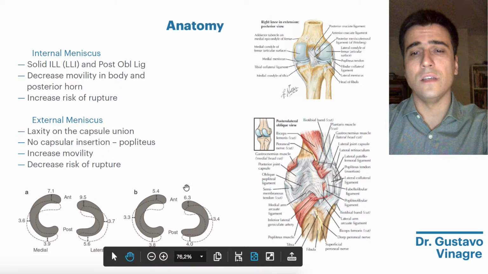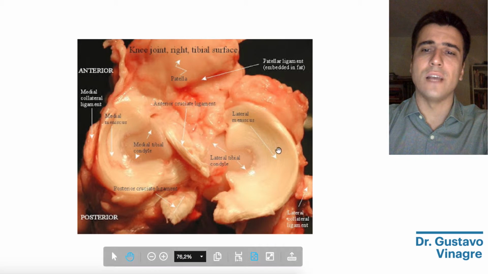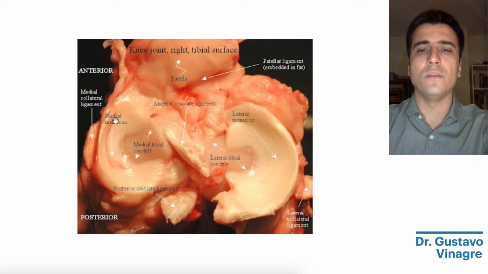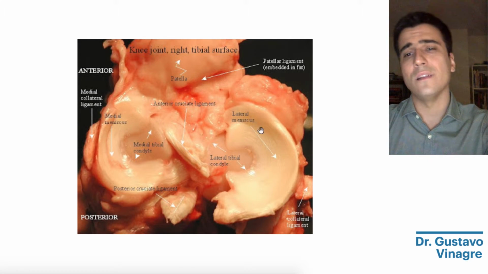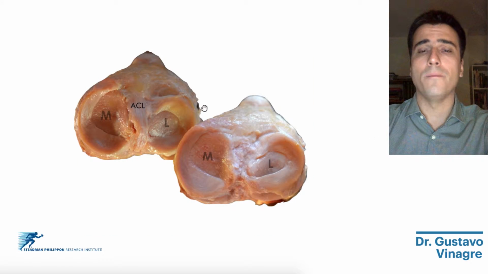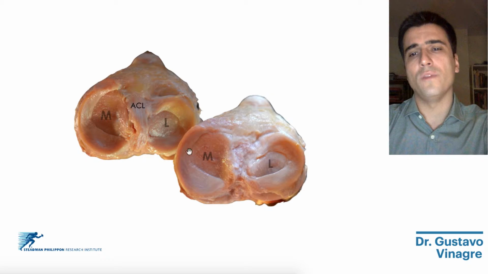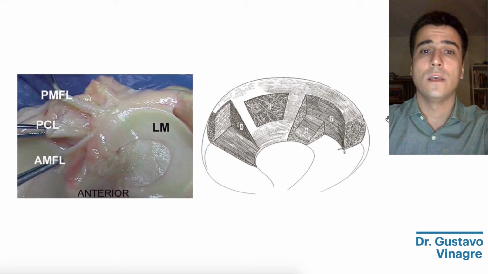As you can see here, the lateral meniscus is much more mobile. So you have the medial meniscus and the lateral meniscus. As you can see, the medial meniscus has a C shape and the lateral meniscus has an O shape. The C shape of the medial meniscus and the O shape of the lateral meniscus.